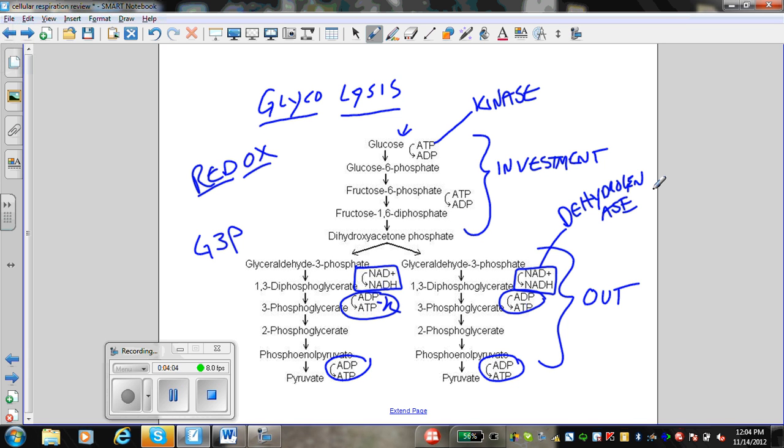So what we ended up doing, we used 2 ATP here. We ended up making 4 ATP and 2 NADHs, and then what we're left with, carbon chain-wise, is 2 pyruvate. So we start with glucose, which is a 6 carbon, so 6 little spheres. Each little circle is going to represent a carbon. And eventually we end up with pyruvate, which is 3 little circles.